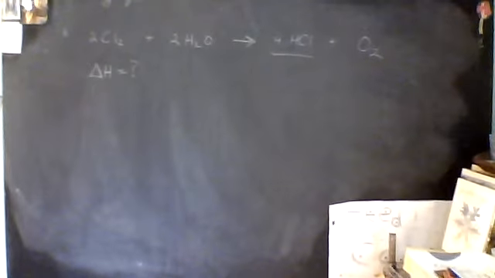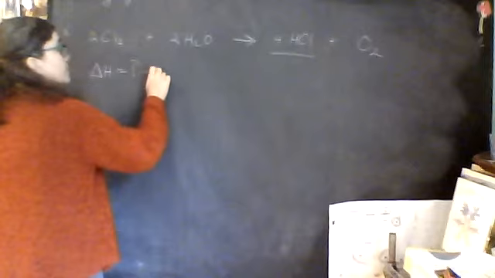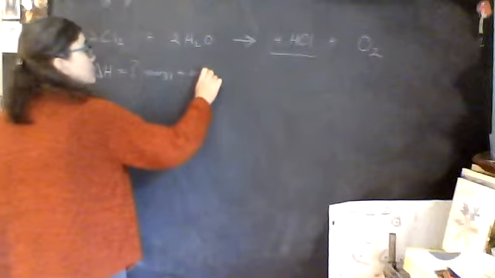It's explained on page 423 and onward. So, looking at bond energy. To find the delta H, what does it say here on page 425, 13.6? Delta H equals energy required to break bonds minus energy released when bonds form.